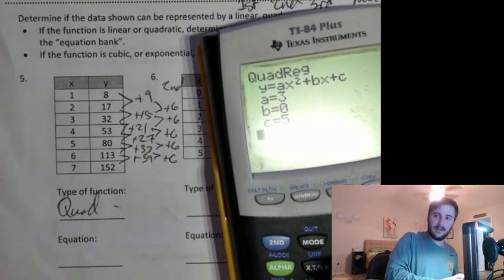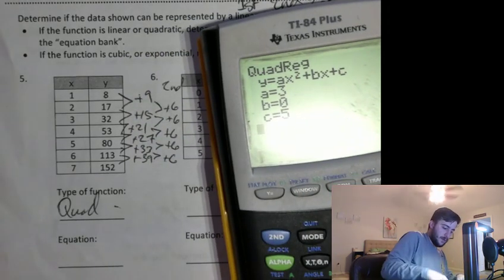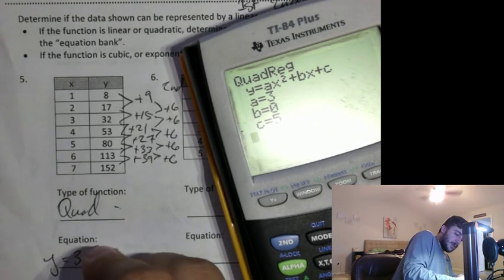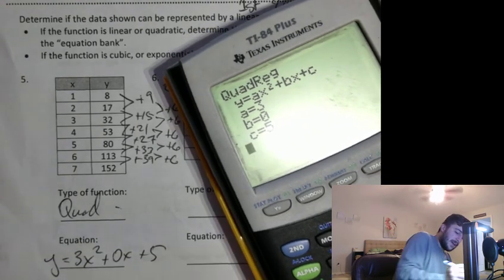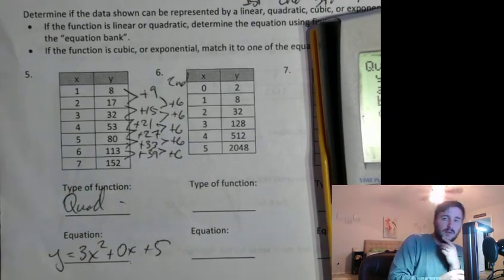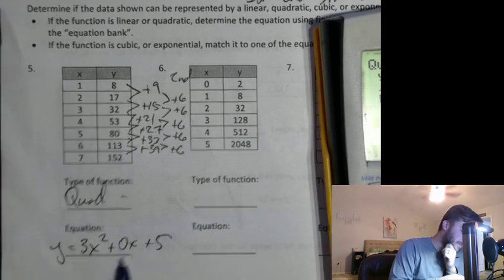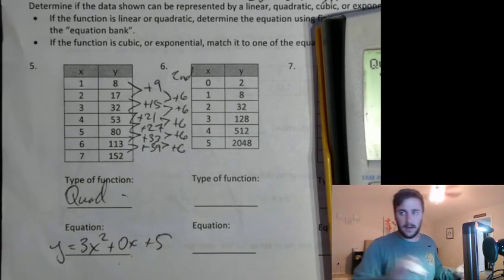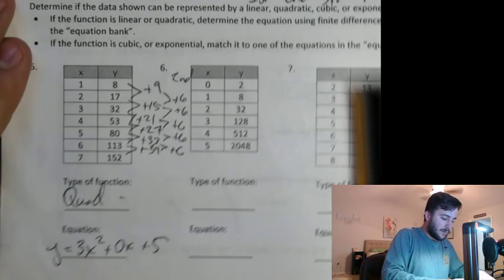So that means we will have y equals 3x squared plus 0x plus 5. Again, we got a 0 in there. I could have left that out. I could have just said 3x squared plus 5 and life would have been good. But I like to put in those placeholders. All right, I'm a little extra. Y'all know. Okay, so let's look at the next one.